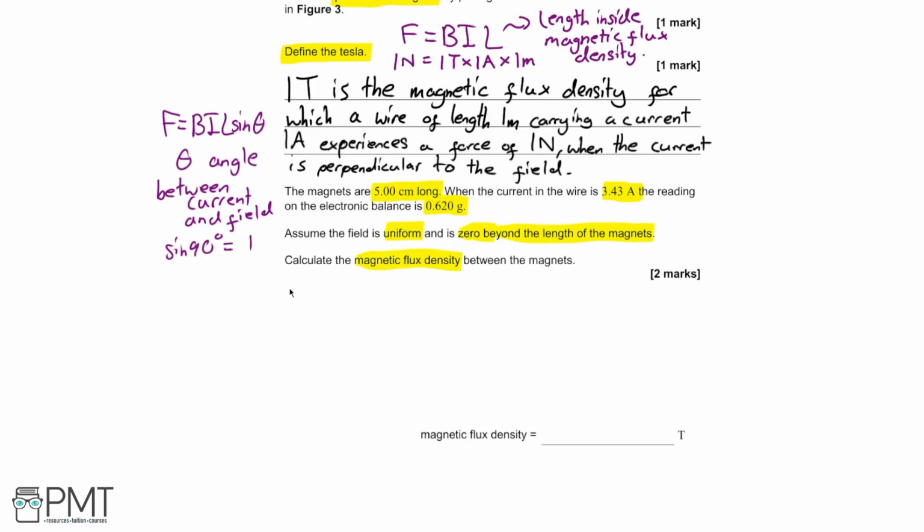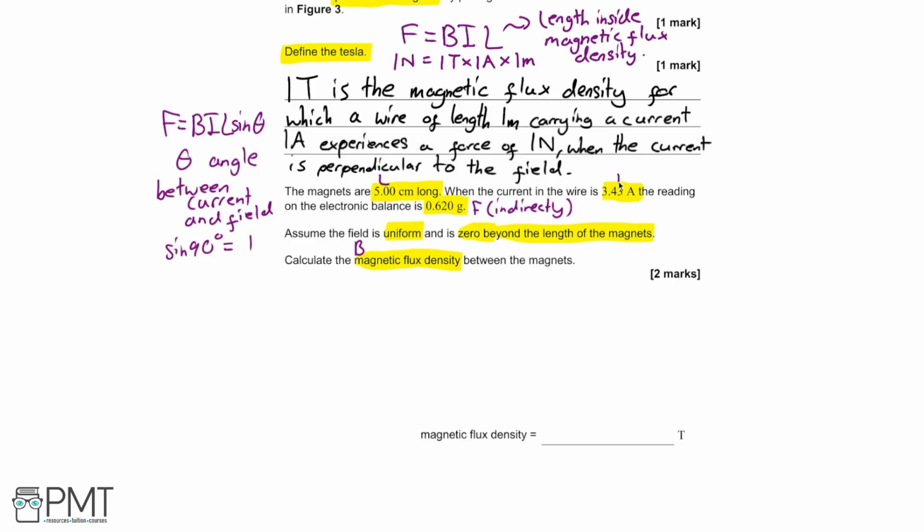So to answer this question, we're looking to find the magnetic flux density, and we know indirectly what the force is from the electronic balance, and we know the current in the wire as well as its length. The reason we know the length is because the length of the wire inside the magnets is all that we care about. We've been told that the magnets are 5.00 centimeters long, so this is our length of wire that's between the magnets. The reason we don't have to consider any length of wire that's even slightly outside the magnet is because we've been told that the field is 0 beyond the length of the magnets.